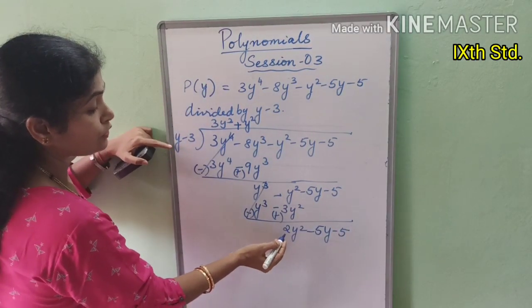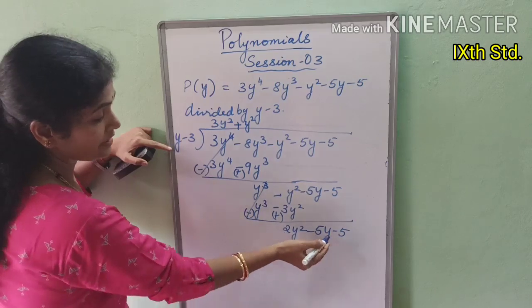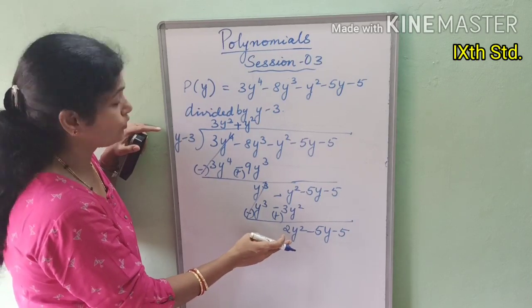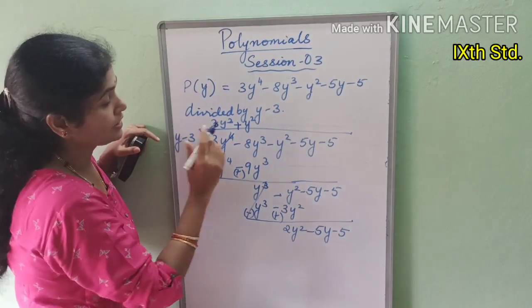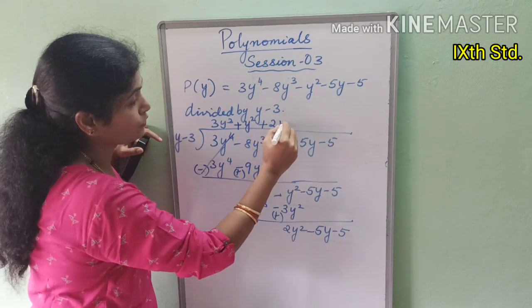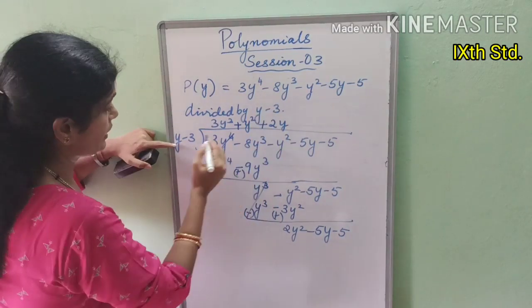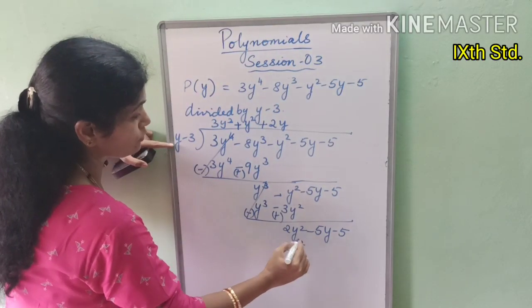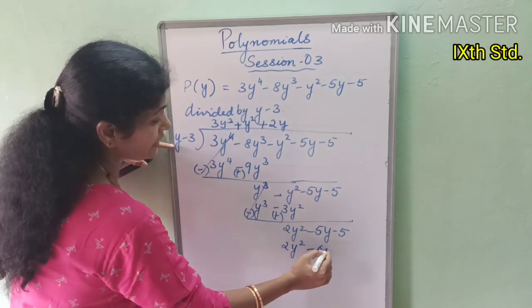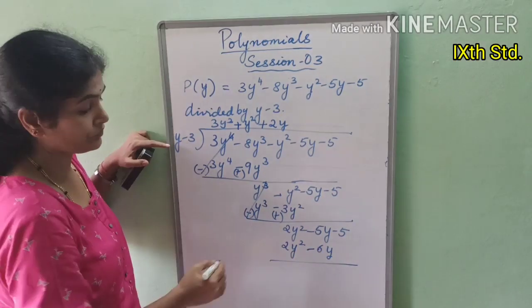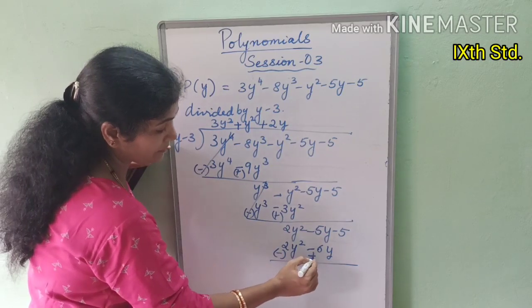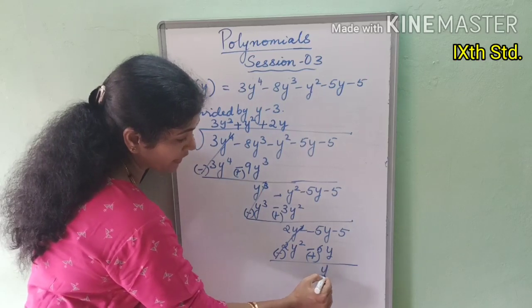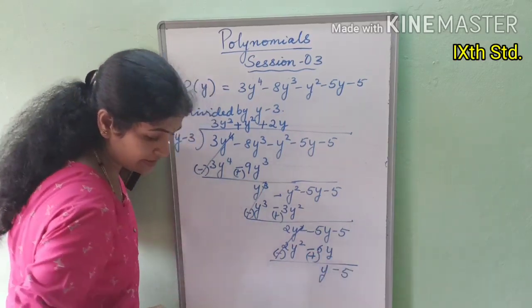Right, next 2y square, here it is the highest power. Again, to get the next term in the quotient, this 2y square will be divided by y. So if you divide it, you get plus 2y, correct. Now each term multiply by 2y. So if you multiply, you get 2y square minus 6y. Then again subtraction, so the sign will change, then this becomes 0, here it is y, this minus 5, bring it down as it is.